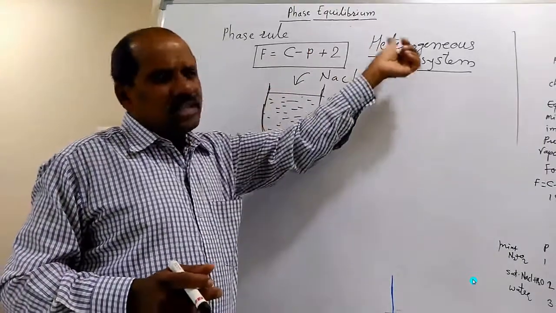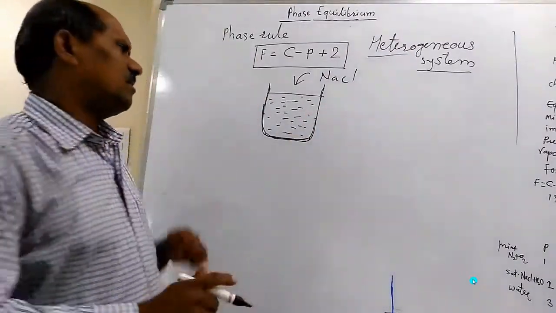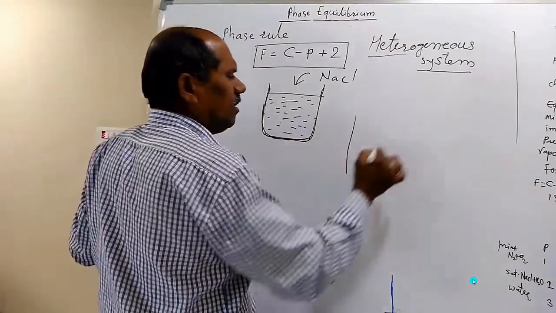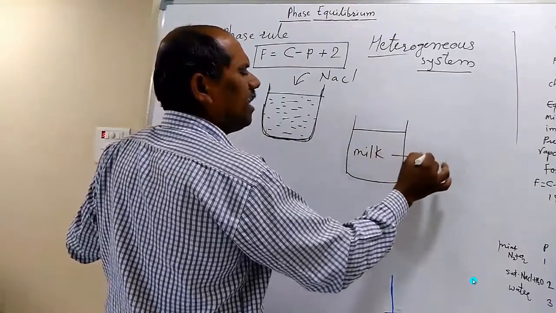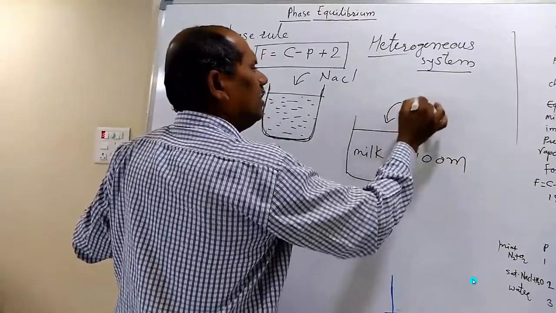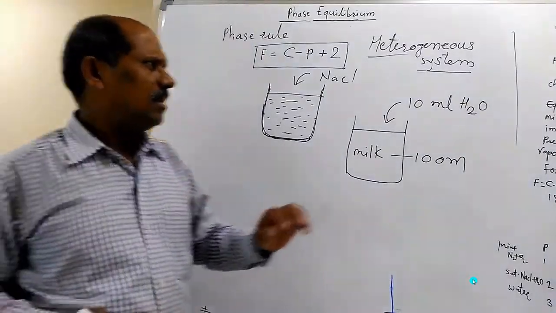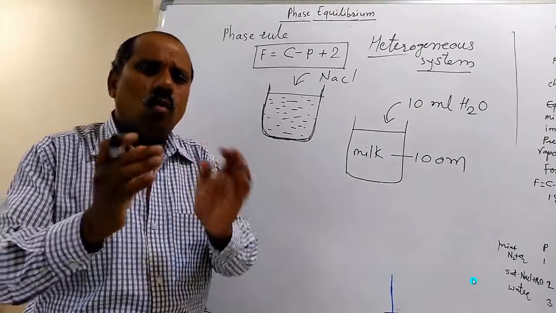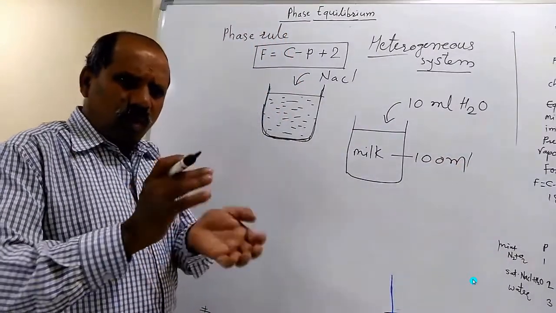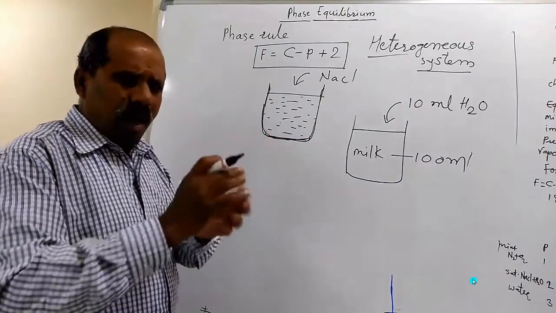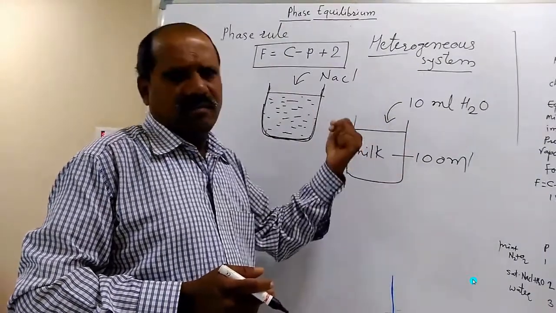In this case, we must know the heterogeneous system. But for understanding the heterogeneous system, first of all, we must understand the homogeneous system as well. Take milk, for example 100 ml, and add to it 10 ml of H2O. Then what will happen? Water and milk will form a homogeneous part. Homogeneous part means what? Which is uniform throughout. That uniform part of the system is called the homogeneous part of the given heterogeneous system.